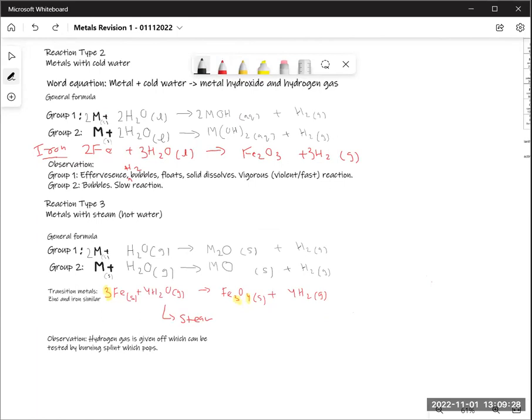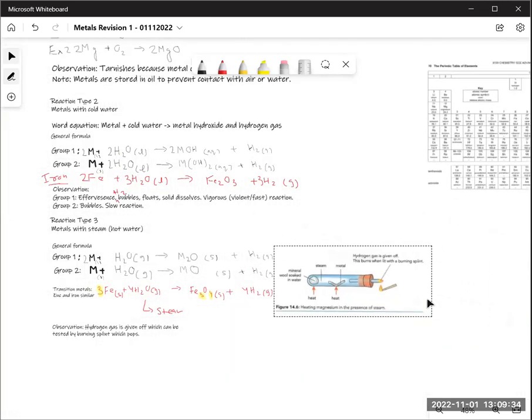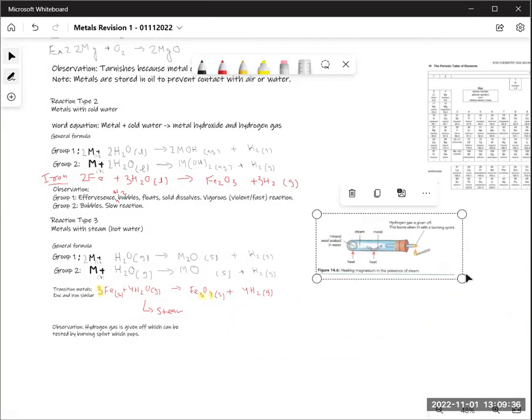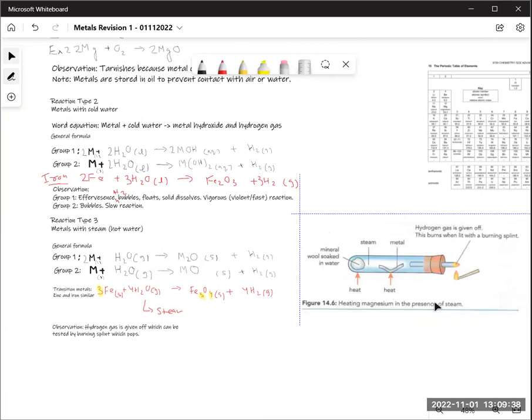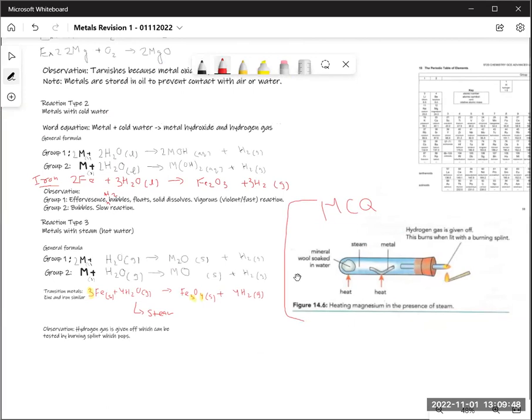Ayan, have you finished writing? Not yet, sir. This is how reaction is done. Reaction type 3. This will always come in the MCQ. We'll look at that in a second. First, finish writing this.